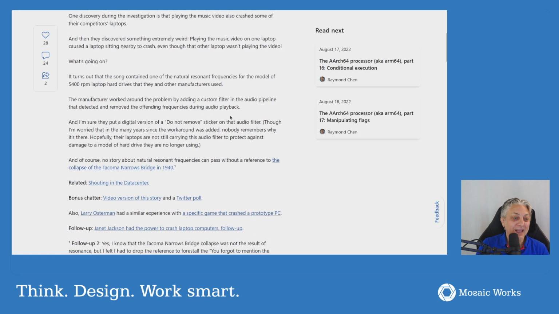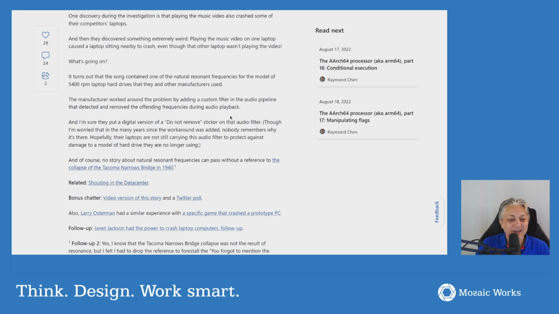What's going on? It turns out that the song contained one of the natural resonant frequencies for the model of 5,400 RPM laptop hard drives that they and other manufacturers used. So basically what this was doing is that the music was resonating with hard drives that were close enough in proximity and crashing the laptop because the drive will start to wobble. It's good that it didn't get destroyed by the music.